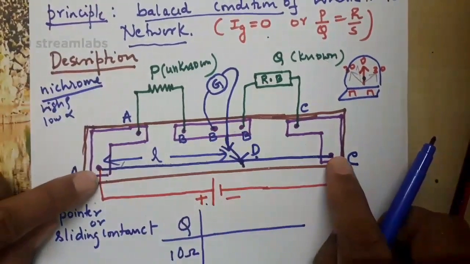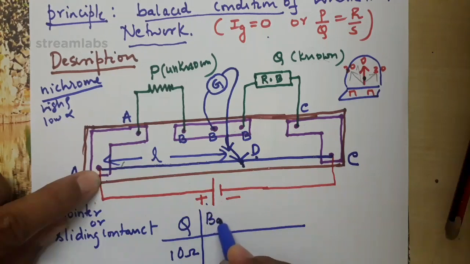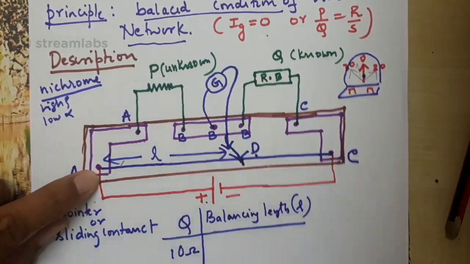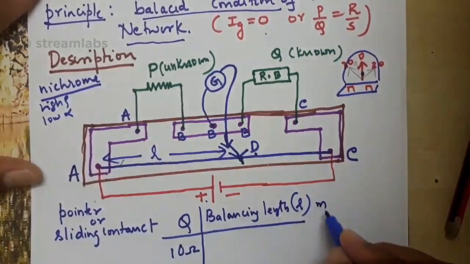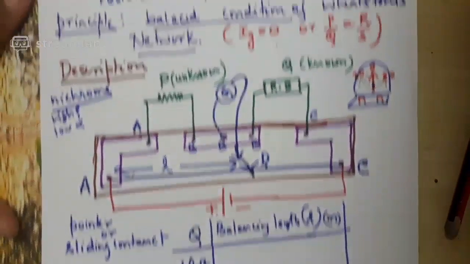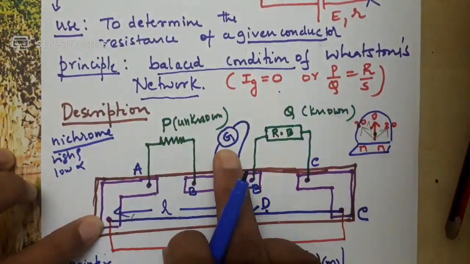What is the total length of the wire? 1 meter. You measure this length. This length is called the balancing length. We denote it by the symbol L, and it is expressed in meters. You know why it is called the balancing length? Because at that length only the network was balanced. We found.